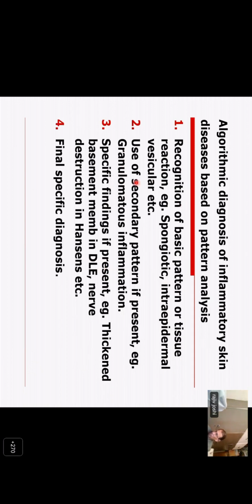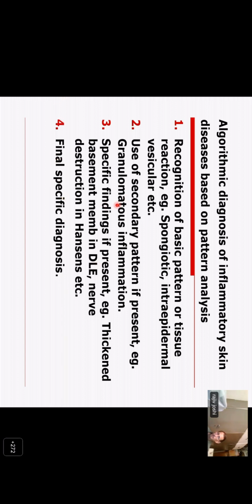So how does one follow these patterns? So first you recognize the basic pattern or tissue reaction. So whether it's spongiotic, intraepidermal, vesicular, etc. Use of secondary pattern if present. For example, granulomatous inflammation, which is a subset of nodular inflammation. Specific findings, for example, thickened basement membrane in DLE, nerve destruction in leprosy, etc. When you find these, it becomes easier to give a more specific diagnosis.